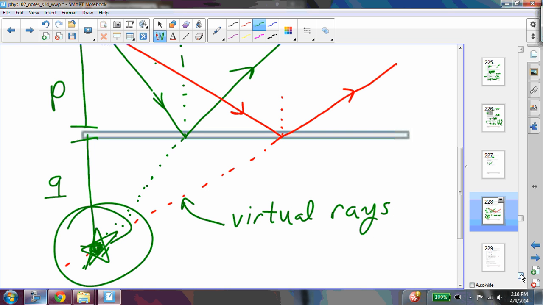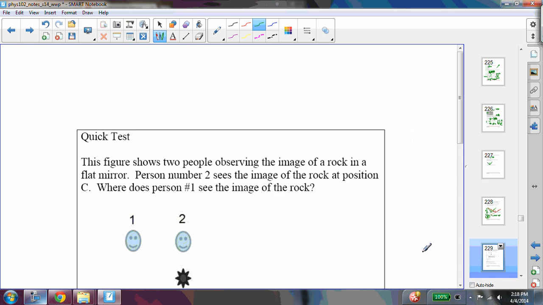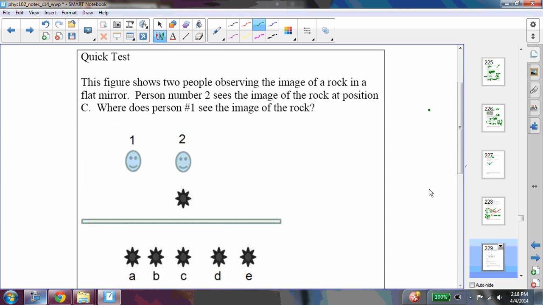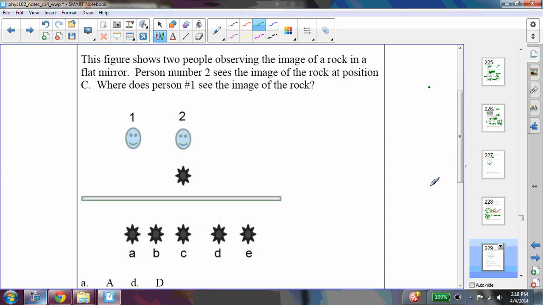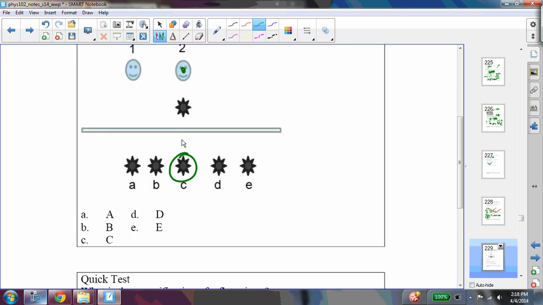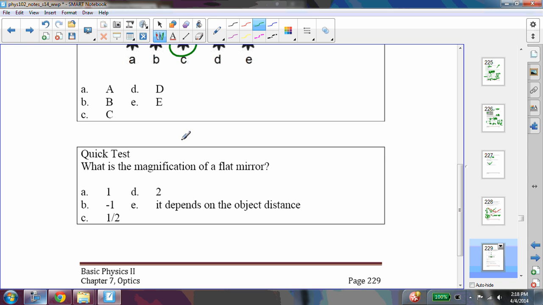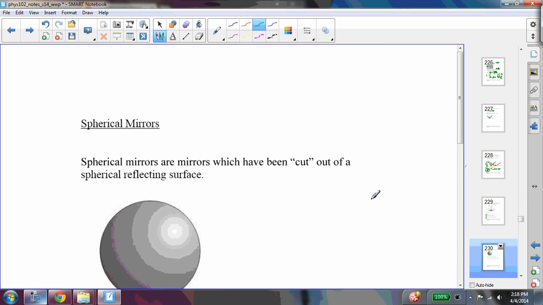Here's a clicker question, or excuse me, an online quiz question. Where does person number 2 see the rock? Person number 2 sees the rock right there. Where does person 1 see the image of the rock? So try that for yourself. And then also, what is the magnification of a flat mirror? We'll stop there and pick back up with spherical mirrors soon.